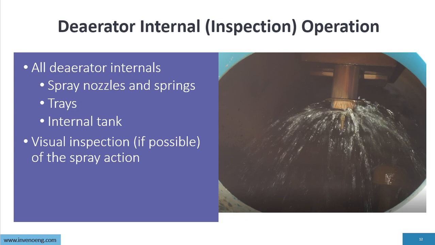On the annual shutdown, all deaerator internals should be inspected: spray nozzles, springs, trays, internal tank. The other thing is visual inspection, if possible, to actually video or take pictures of the spray action. As you see in this picture on the right-hand side, not very good spray. We want the spray to break up the water into very, very small droplets so that we can get the non-condensable gases to come out of solution. So this deaerator was definitely not performing to standards.